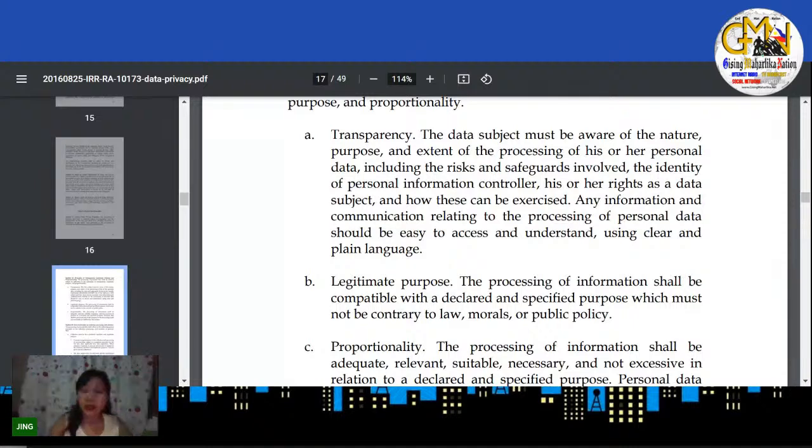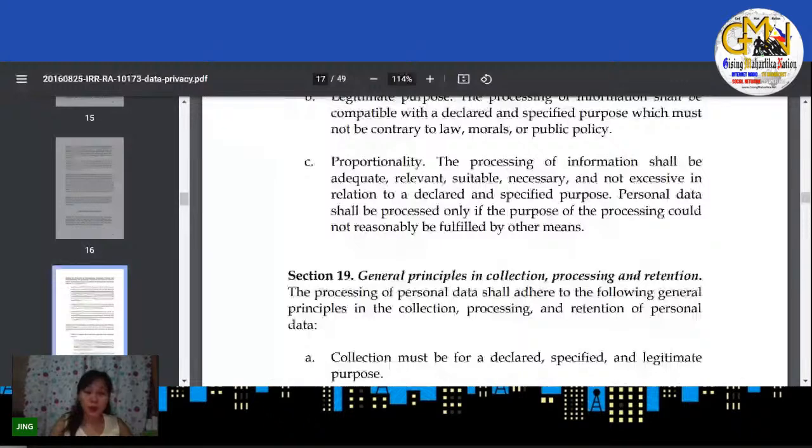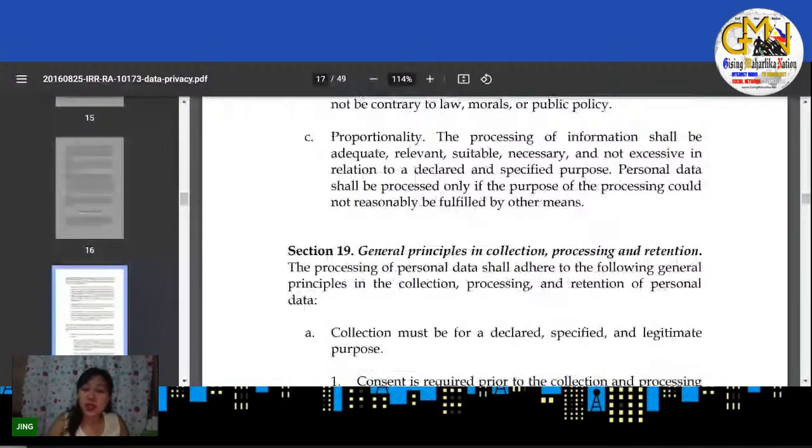or public policy. Letter C, proportionality. The processing of information shall be adequate, relevant, suitable, necessary, and not excessive in relation to a declared and specified purpose. Personal data shall be processed only if the purpose of processing could not reasonably be fulfilled by other means.